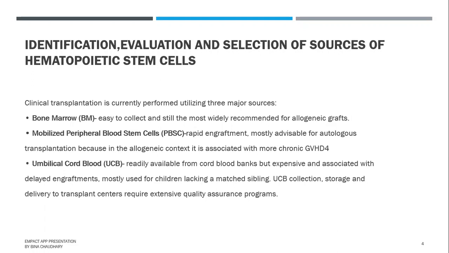The third one is umbilical cord blood, which is readily available from the cord blood bank, but it's expensive and associated with delayed engraftment. It is mostly used for children lacking a matched sibling. For these, an extensive quality assurance program is needed to take care of the collection and storage of the umbilical cord blood.